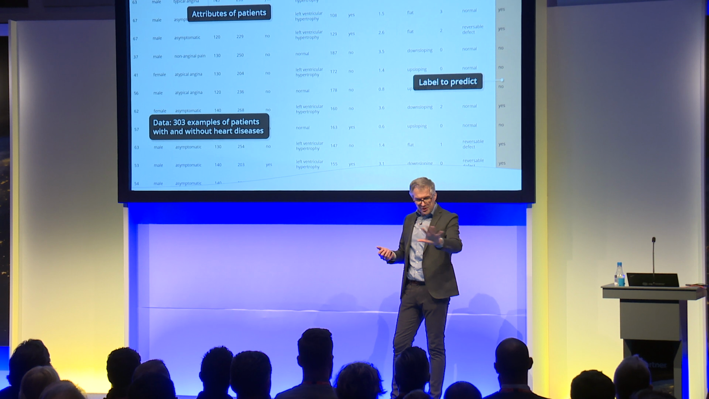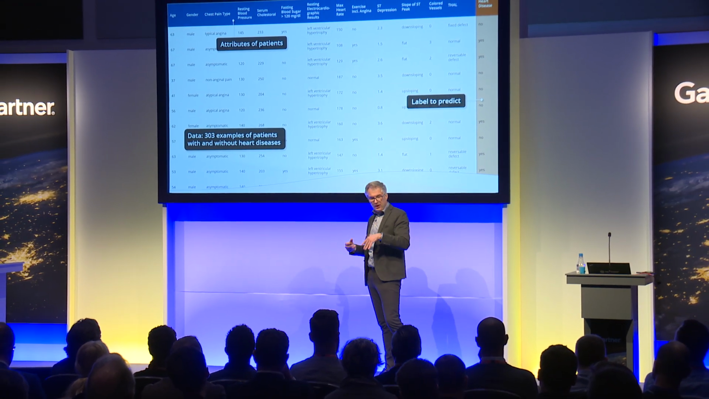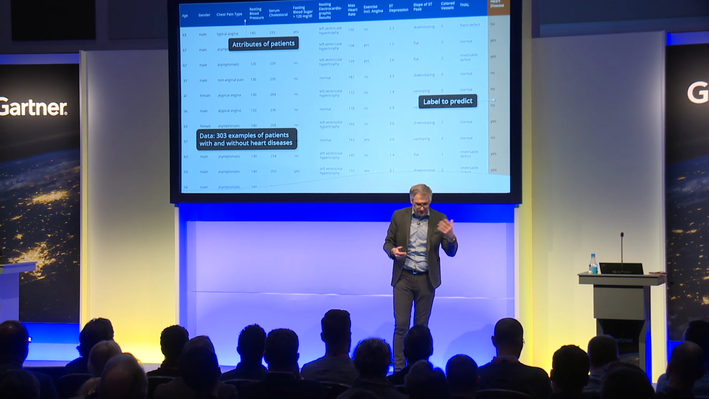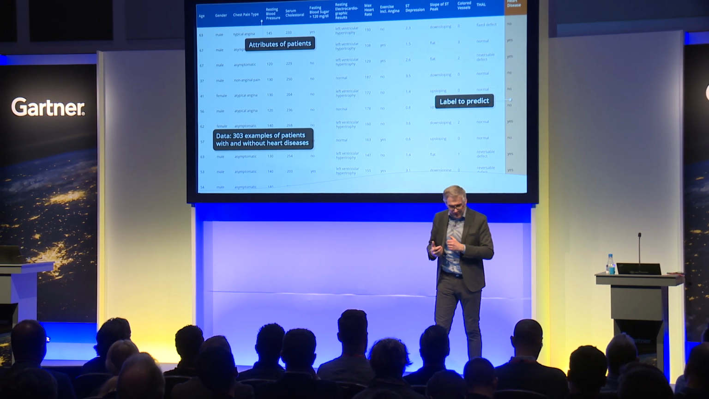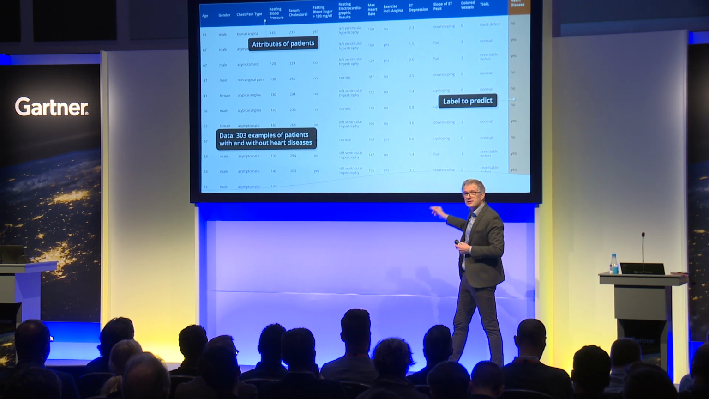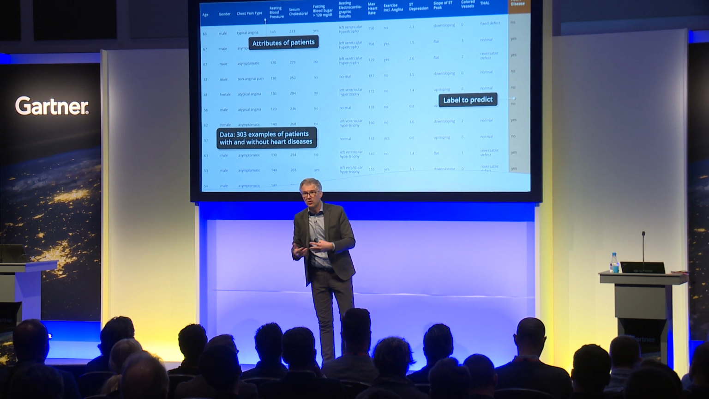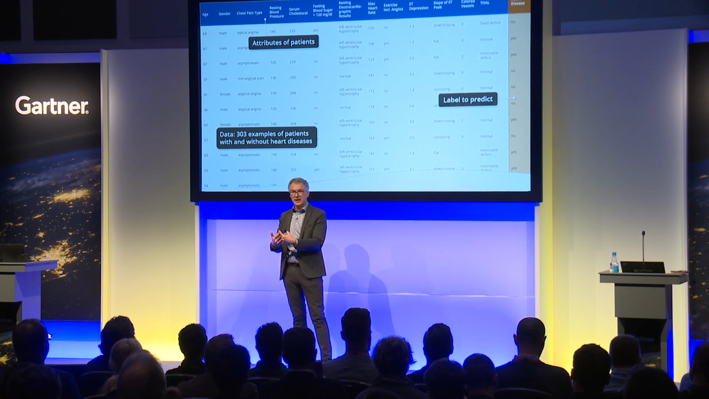So we have those columns on the left, and then we have 303 rows. Those are our patients. For every single patient, like the first row here, we have a 63-year-old male with a typical angina chest pain type, and so on. And then there's this column here on the right, this orange one. This is what we call in machine learning a target, or also a label. This is what we want to predict.